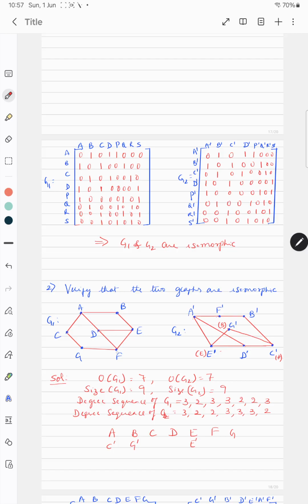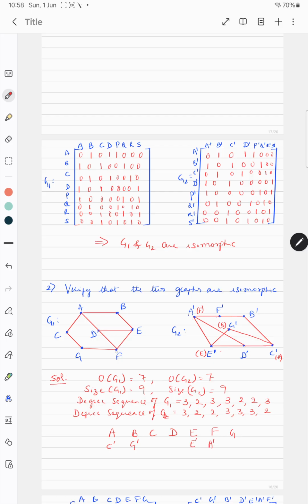Next, E is adjacent to F. So I will just consider F. F is a vertex of degree 3 adjacent to E, adjacent to D, adjacent to G, of degree 3, 3, 2. So let me check if D dash can be mapped to F dash. D dash is of degree 3 which is adjacent to A dash, E dash and C dash of degree 3, 3, 3. So I cannot map. Correct? Now I am left with this vertex A dash. A dash is of degree 3 which is adjacent to E dash, D dash and F dash of degree 3, 3, 2. And therefore I can map F to A dash.